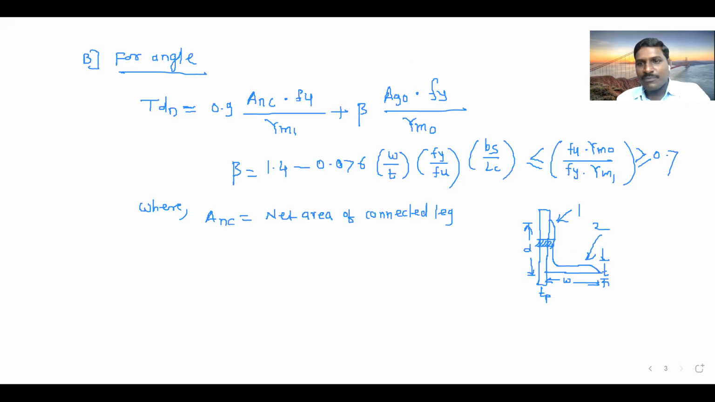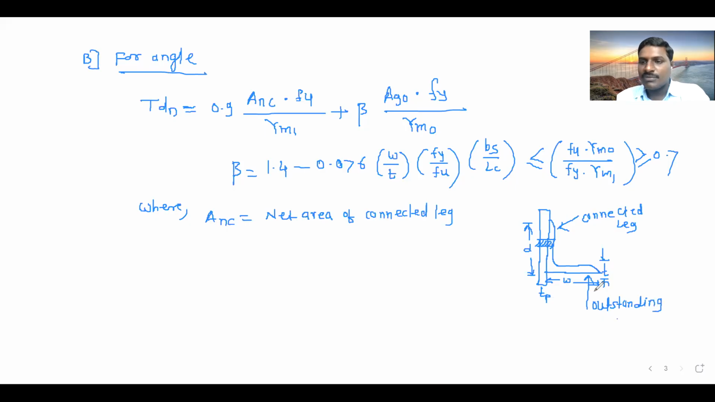Okay, so now which leg is connected here? We have given naming to the particular plate of size. D width is given and W is given. W is the width of the outstanding leg and D is the width of the connected leg. So this is the connected leg here. Connected leg. And this is the outstanding leg.